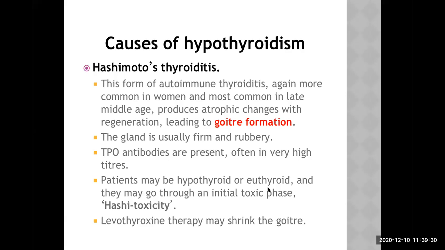Patients may be hypothyroid or euthyroid, and they may go through an initial toxic phase known as hashitoxicity. The mechanism of hashitoxicity is that, because of initial inflammation, whatever hormones are stored in the gland may be released outside. So for a transient period of time, there is hashitoxicity, which is followed by hypothyroid or euthyroid. Euthyroid means normal thyroid status. If the damage is not that severe, then of course euthyroid would be there. But if the damage is severe, then a hypothyroid condition will develop.